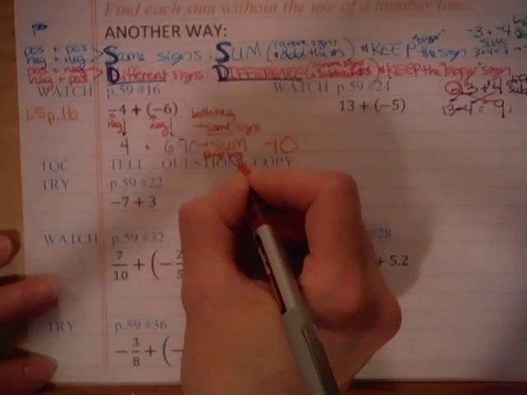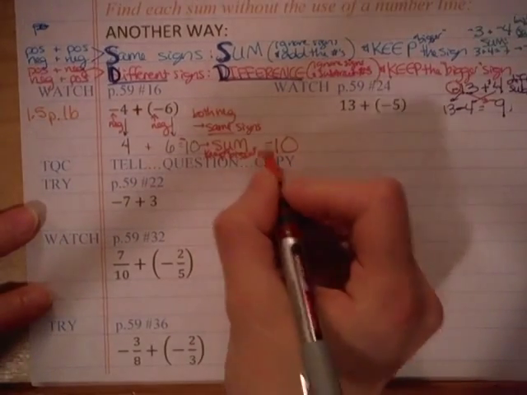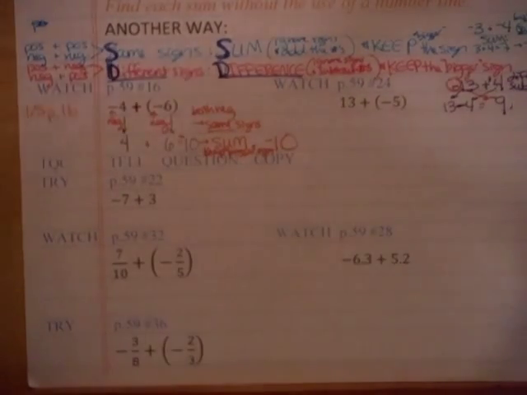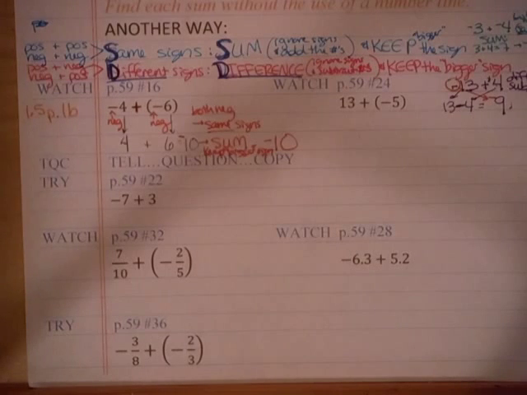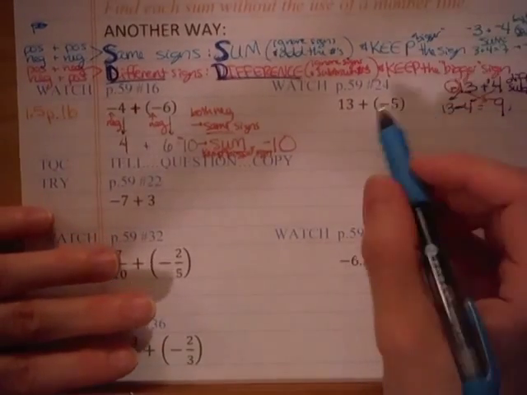So we keep the bigger sign. And I'll put bigger in quotes because it's attached to the bigger number. -6 is really less than -4, but we're just talking in terms of the absolute value, the distance. There you go. We're able to use something we learned today. Okay, now let's do this one.